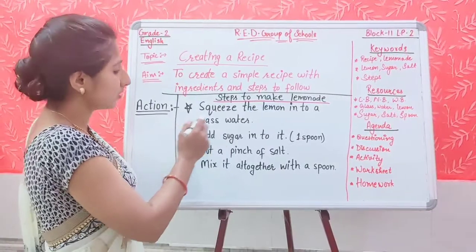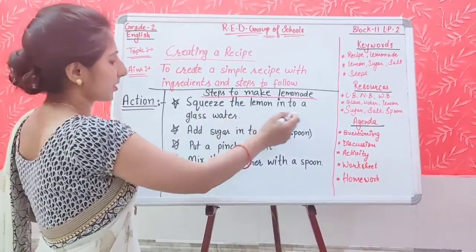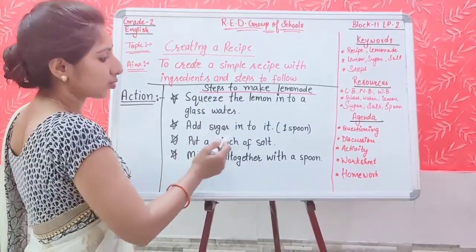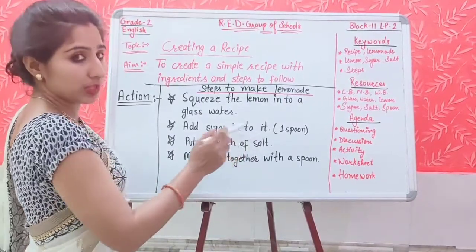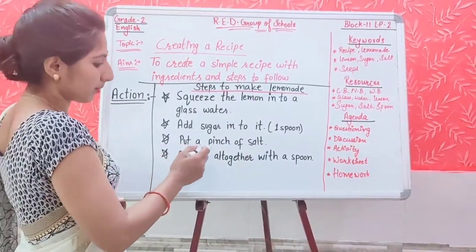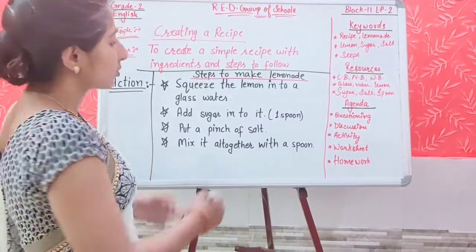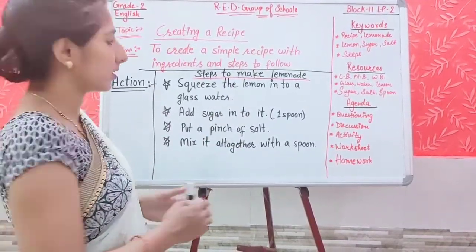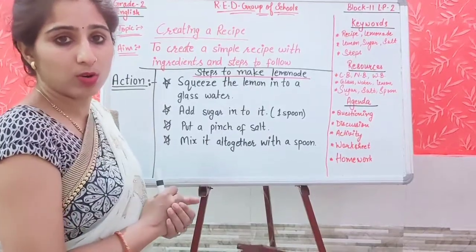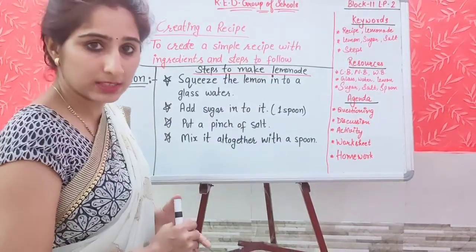Students, we will follow these steps. Squeeze the lemon into a glass of water. Add sugar into it. 1 spoon we can take. Put a pinch of salt. Mix it all together with a spoon. So students, these steps I have written. What are all these steps called? These are called a recipe.